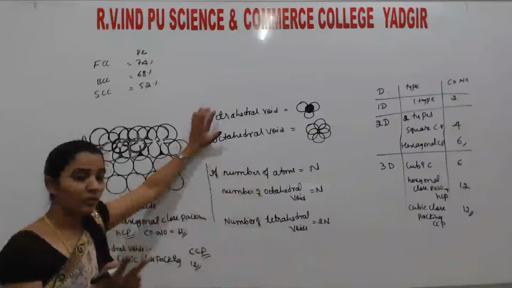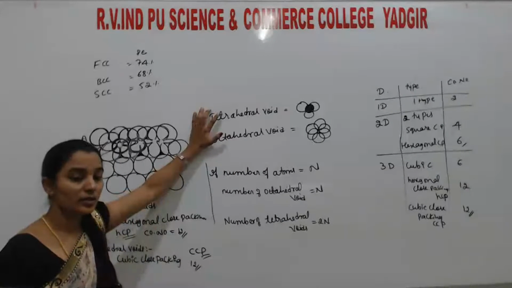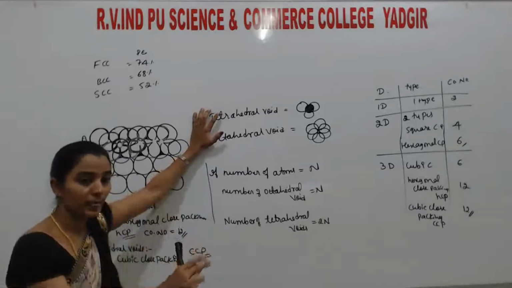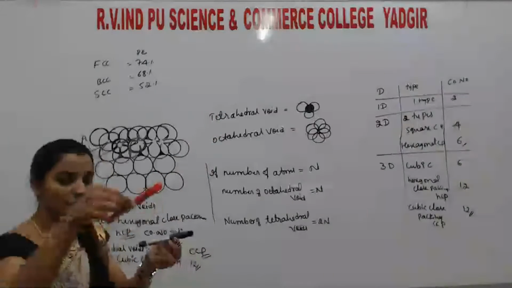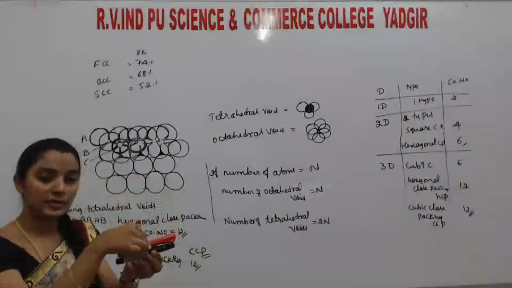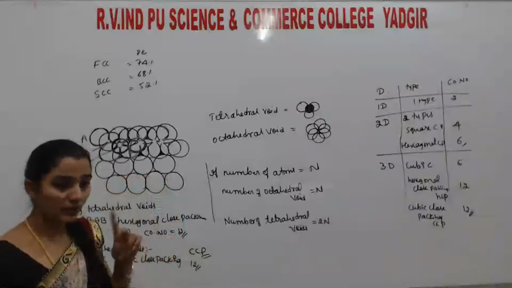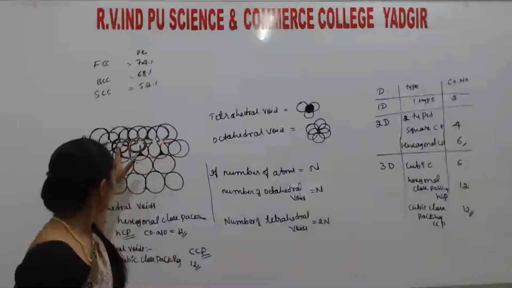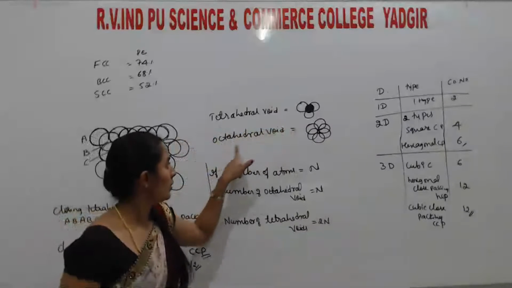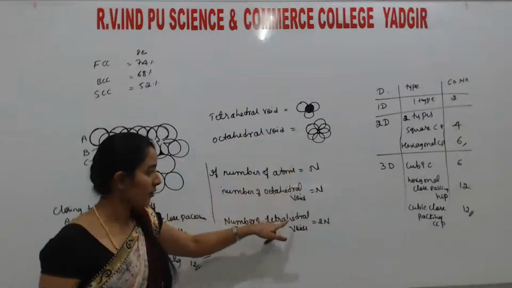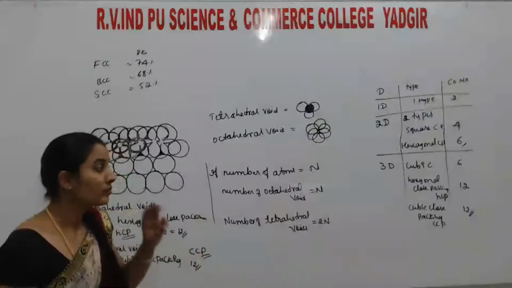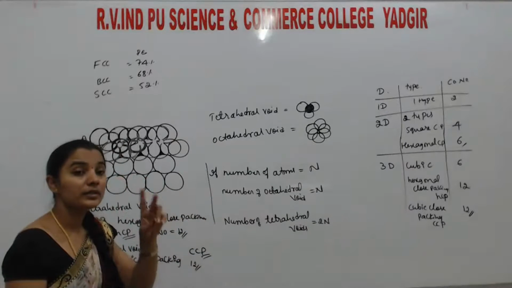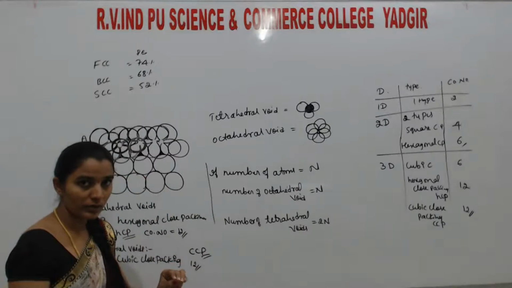Next, by using close packing structure, three ways are there. One, placing the second layer over the first layer. Here the first layer is there, this is the second layer. What happens when we place the second layer over the first layer? They form voids. One is tetrahedral voids, another one is octahedral voids. This is the formula to calculate. So students, once the second layer is placed over the first layer, we get tetrahedral voids as well as octahedral voids.